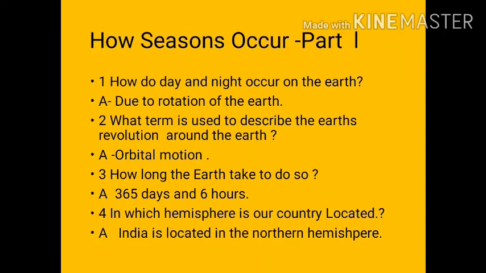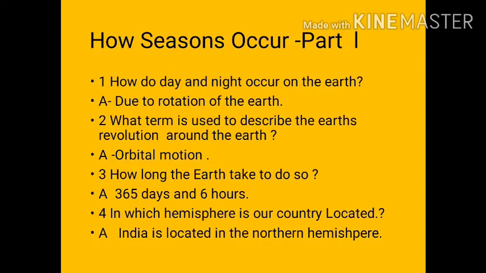Question number 1. How do day and night occur on the earth? Day and night occur on the earth due to the rotation of the earth. What term is used to describe Earth's revolution around the sun? The Earth's movement around the sun is also termed as orbital motion.